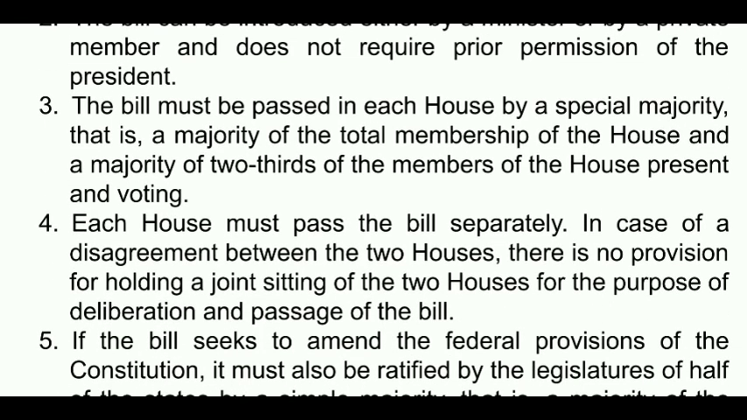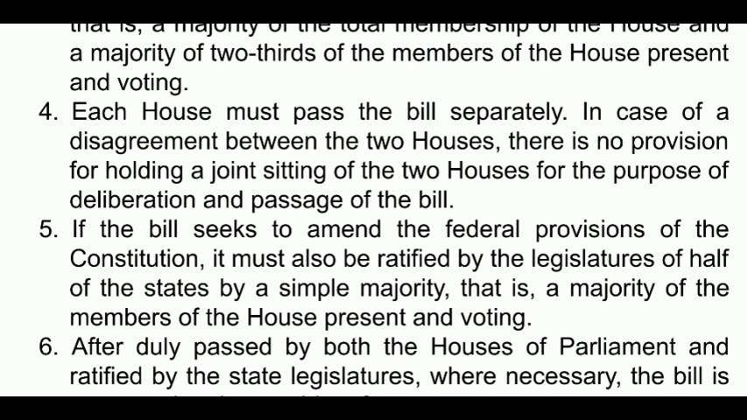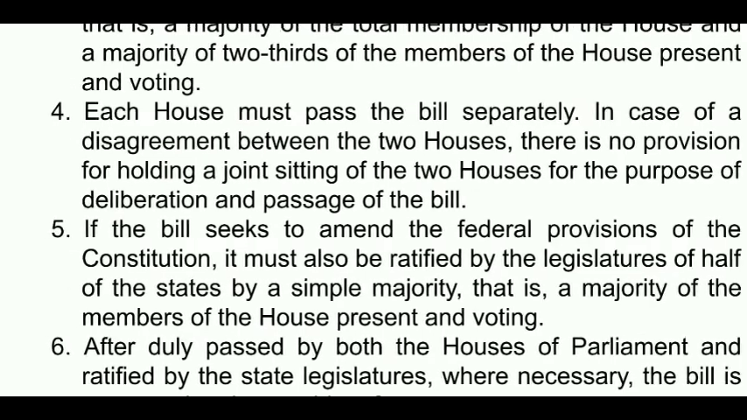Number 3. The bill must be passed in each house by a special majority, that is, a majority of the total membership of the house and a majority of 2/3 of the members of the house present and voting. Number 4. Each house must pass the bill separately. In case of a disagreement between the two houses, there is no provision for holding a joint sitting of the two houses for the purpose of deliberation and passage of the bill.